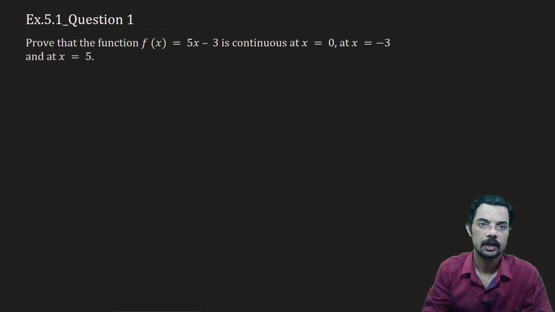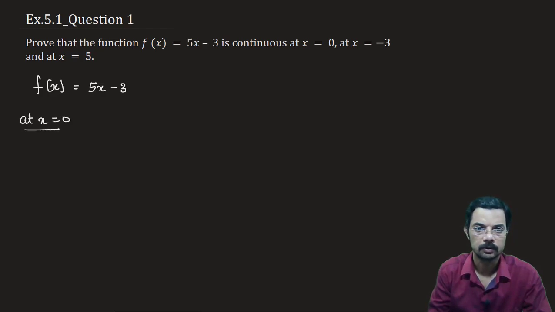So here what we have is f of x, which is given to you as 5x minus 3, correct? So at x equal to 0 also, this is what we want to check. At x equal to 0, what is the value of f of x? f of 0 will be equal to 5 into 0 minus 3, which is equal to minus 3.